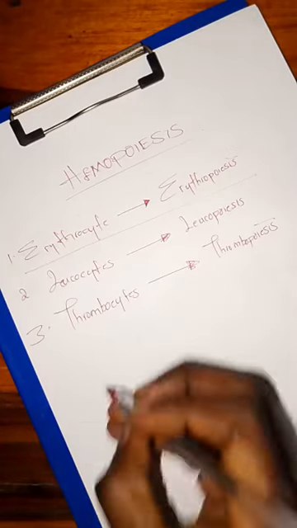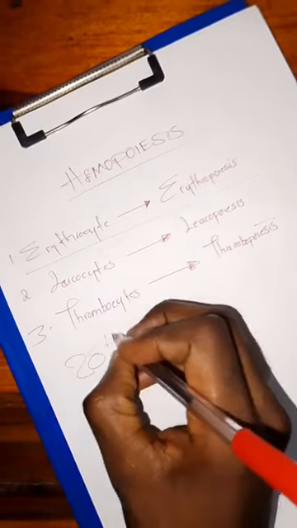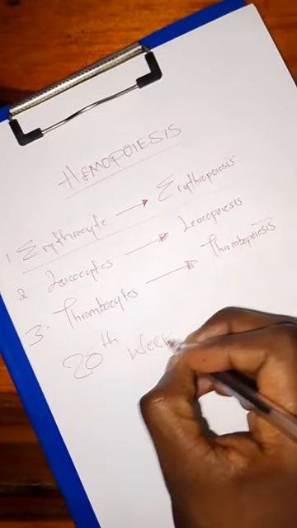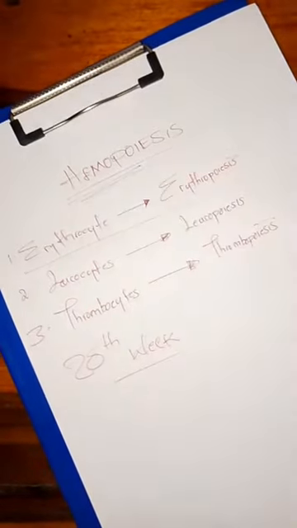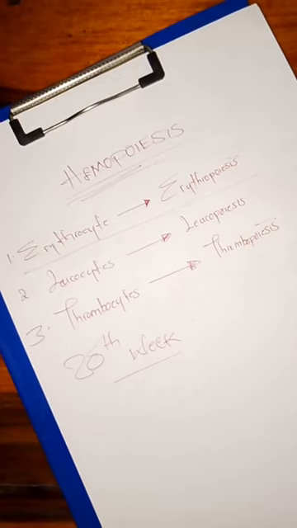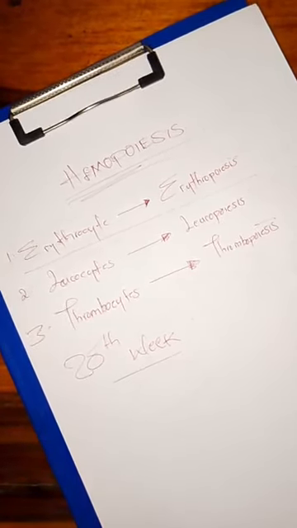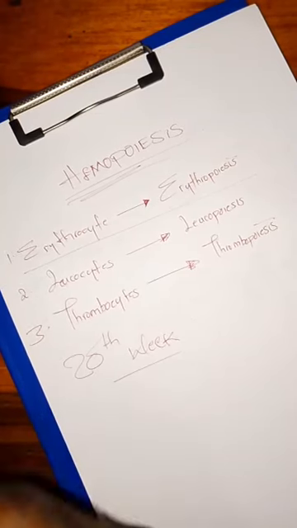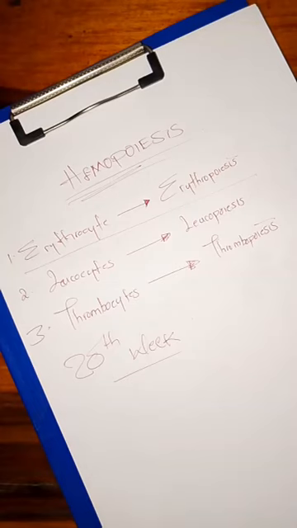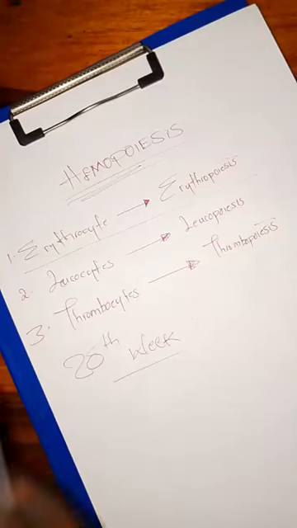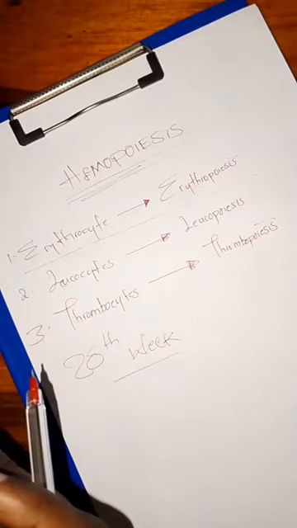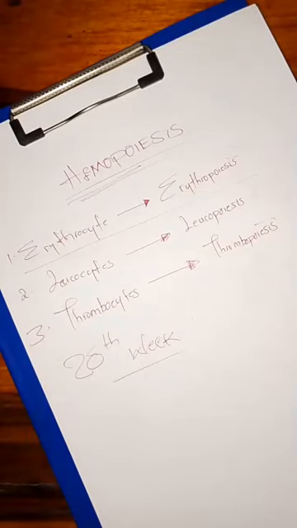By the time the pregnancy reaches the 20th week, the process of hemopoiesis has to start taking place in the fetus. And there are actually sites in the fetus where the processes of hemopoiesis take place, because the fetus is still developing. So the sites of hemopoiesis tend to shift depending on the developmental stage.